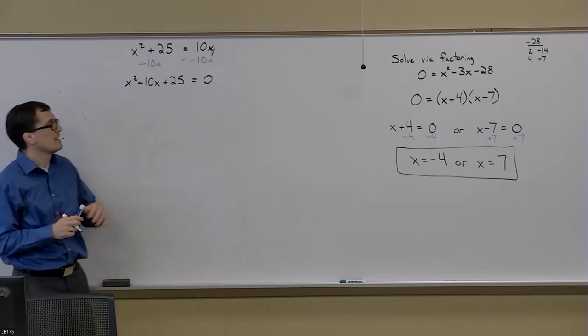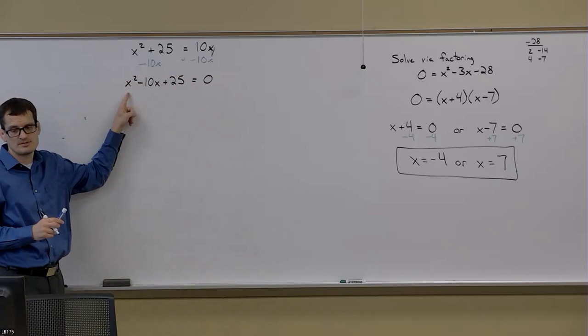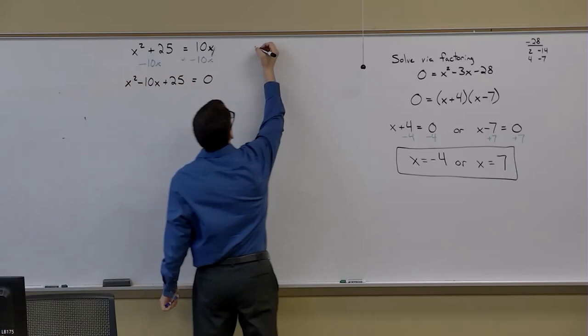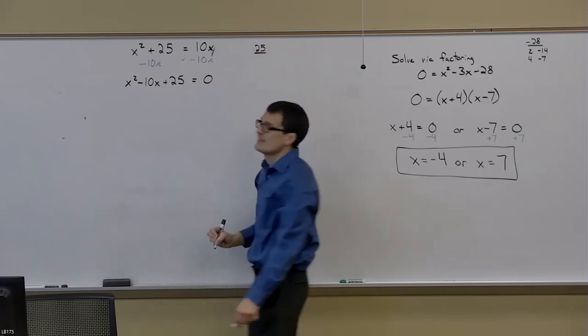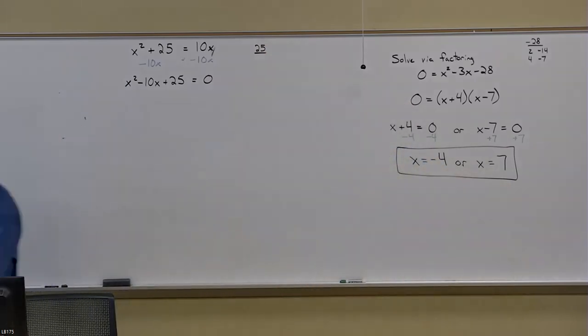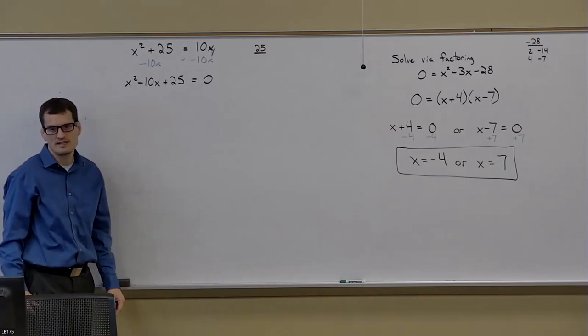Factoring is always a lot nicer if I have a 1 as a coefficient for my x squared term, or my variable squared term, whatever variable this happens to be. It won't always be x, it could be a y or a z or whatever. Because when I have a 1 in front of that x squared term, I can always take my last term, which is a positive 25, and say, what factors add up to negative 10? Anybody know the two factors that add up to negative 10?